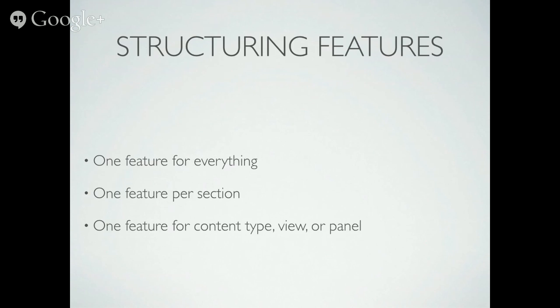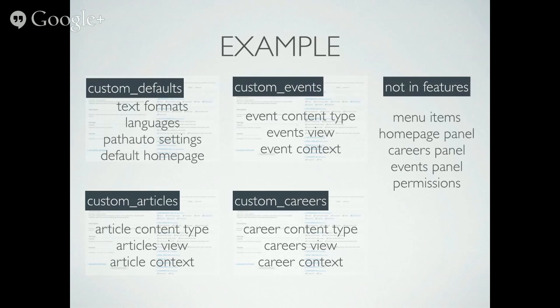So an alternative is to have one feature per section of the site, maybe one for each content type. Maybe you'll have, in a single feature, a content type, a view, and a panel that are all related. So there's different ways of doing this. You'll also find it's quite common to have one feature that's used to set up the defaults for the site. So this might have a bunch of site-wide settings and a bunch of things like image cache presets that are used throughout various content types on the site.